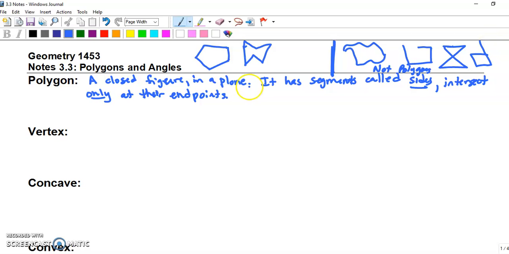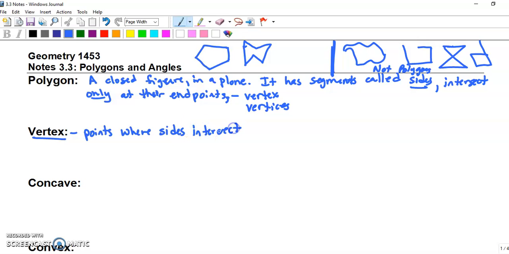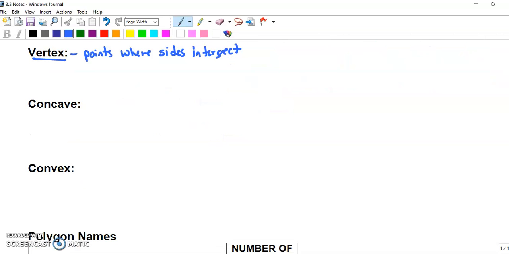Those points of intersection, each one of those is called a vertex, or the plural of that is vertices. So the vertices are the points where the sides intersect. Those are the corners.